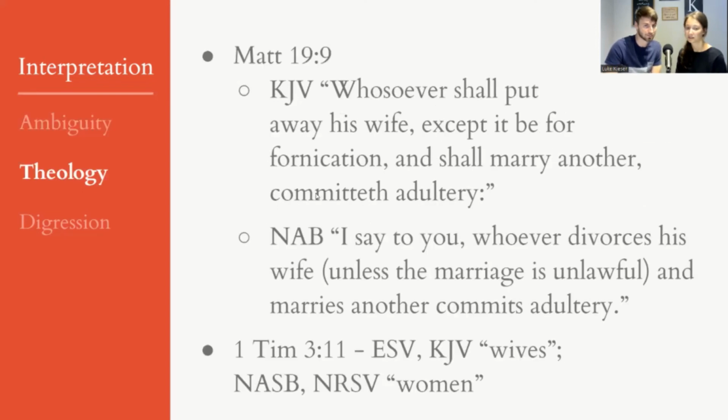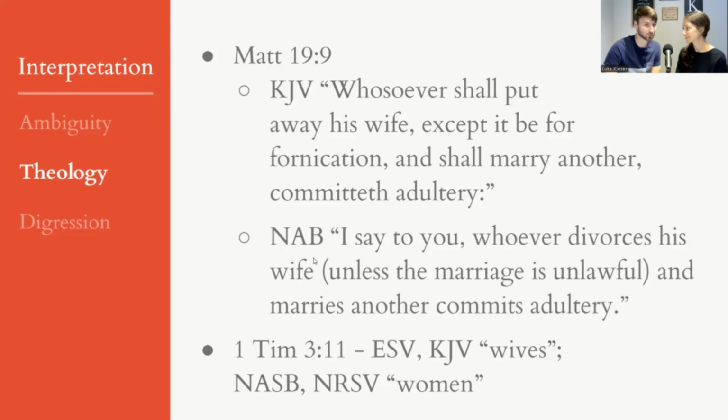So here's an example where in the King James it says, this is talking about Jesus' teaching on divorce. He says, "Whosoever shall put away his wife, except it be for fornication, and shall marry another, committeth adultery." So this word fornication is very common in ancient English. This was a common word just for sexual sin. Okay. Sexual immorality.